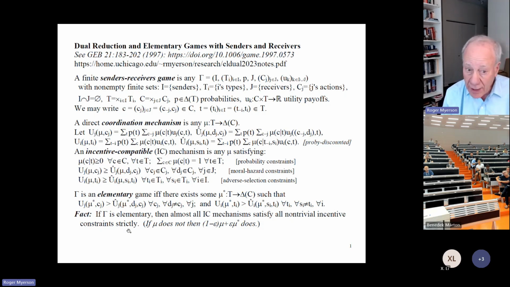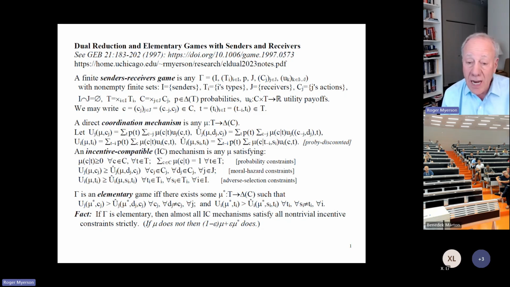What I want you to see, first and foremost, is that if gamma is an elementary game, you might think there aren't very many elementary games, or that they're rare. We're going to show that in some sense almost anything can be modeled by an elementary game in a certain way. That will be the bottom line. But the first thing to say is, if gamma is an elementary game, then almost all incentive compatible mechanisms satisfy all non-trivial incentive constraints strictly.